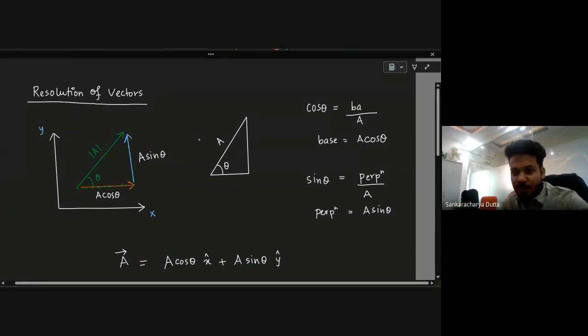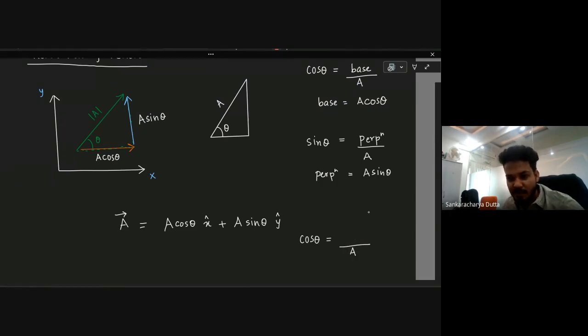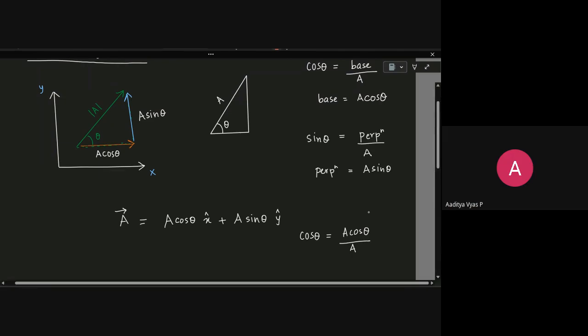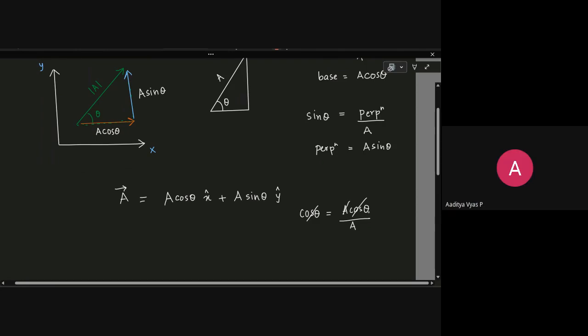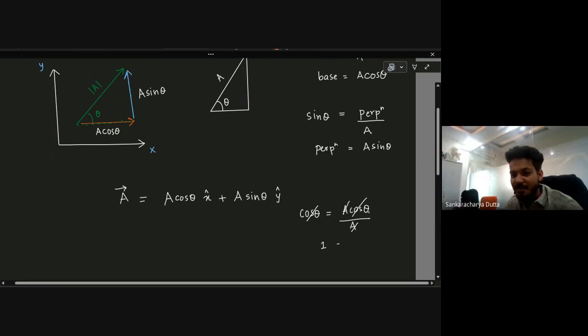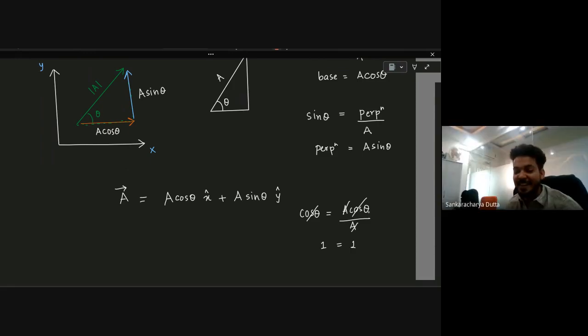Okay, wait, let me just copy this. So you're saying base equals A cos theta, then A cancels and cos theta cancels, right? A, A will cancel. 1 is equal to 1. So the answer is 1. No. The answer is not 1.